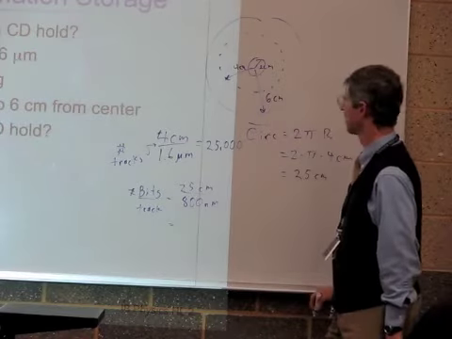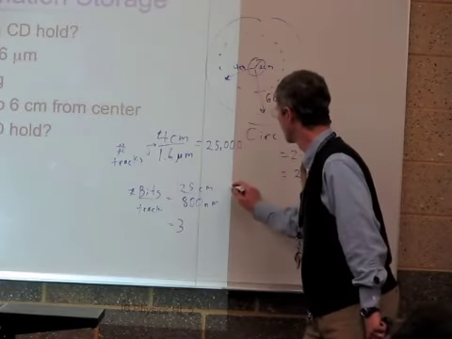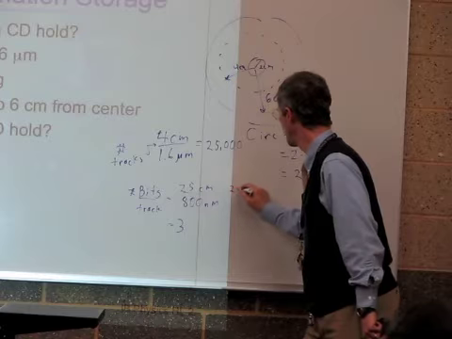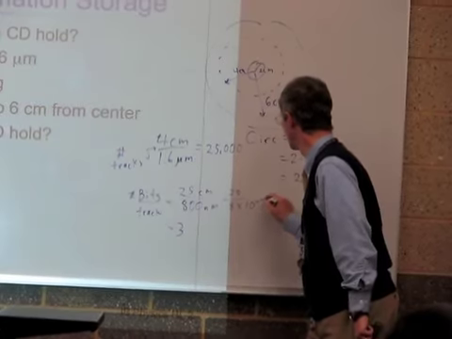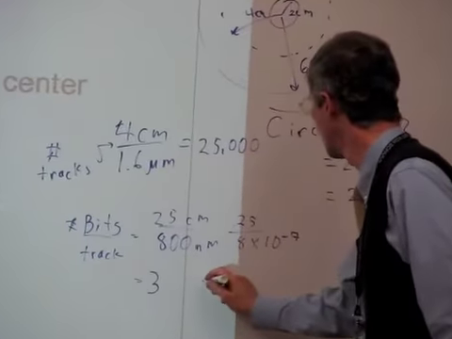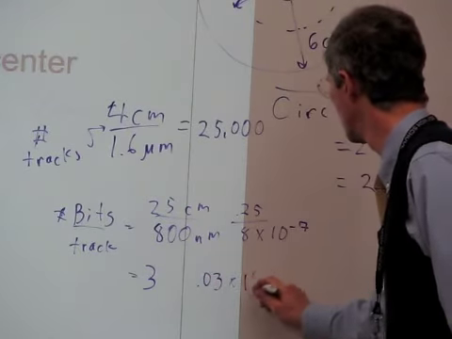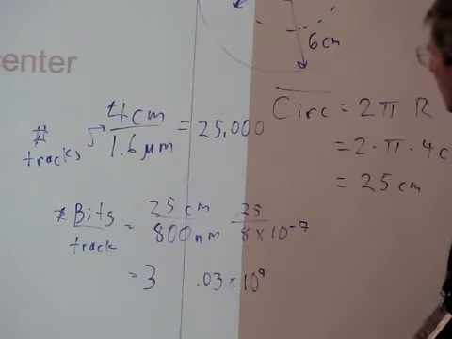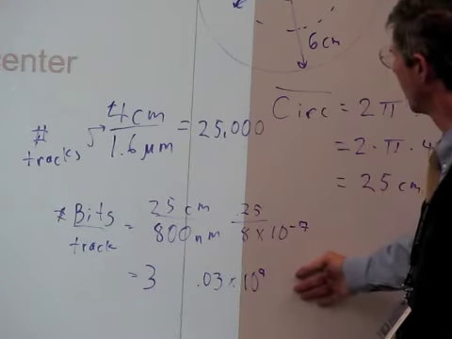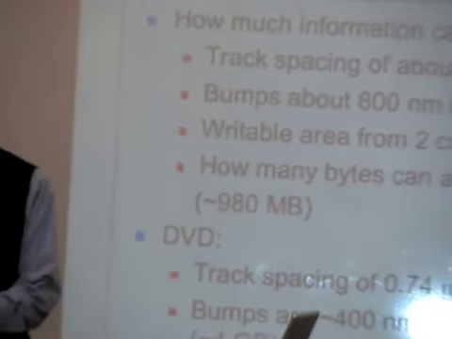I'm not sure what that would be. A lot. 0.25 over 8 times 10 to the minus 7. So it looks like somewhere around 300,000 bits. I think it's probably more like 3 million. But then if you multiply by the number of tracks, you get somewhere around 980 megabytes on one CD.